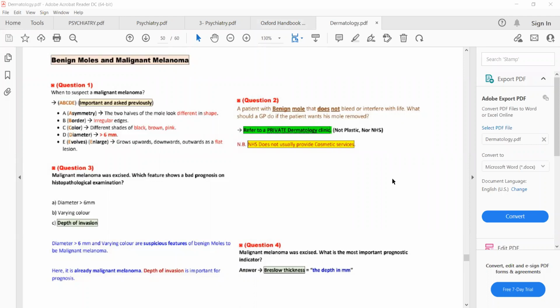So our next topic is skin cancers, and the first of them is malignant melanoma. Now we are going to discuss some points about the differences between benign moles and malignant melanoma. So the first question is when to suspect a malignant melanoma. Remember A, B, C, D, and E.